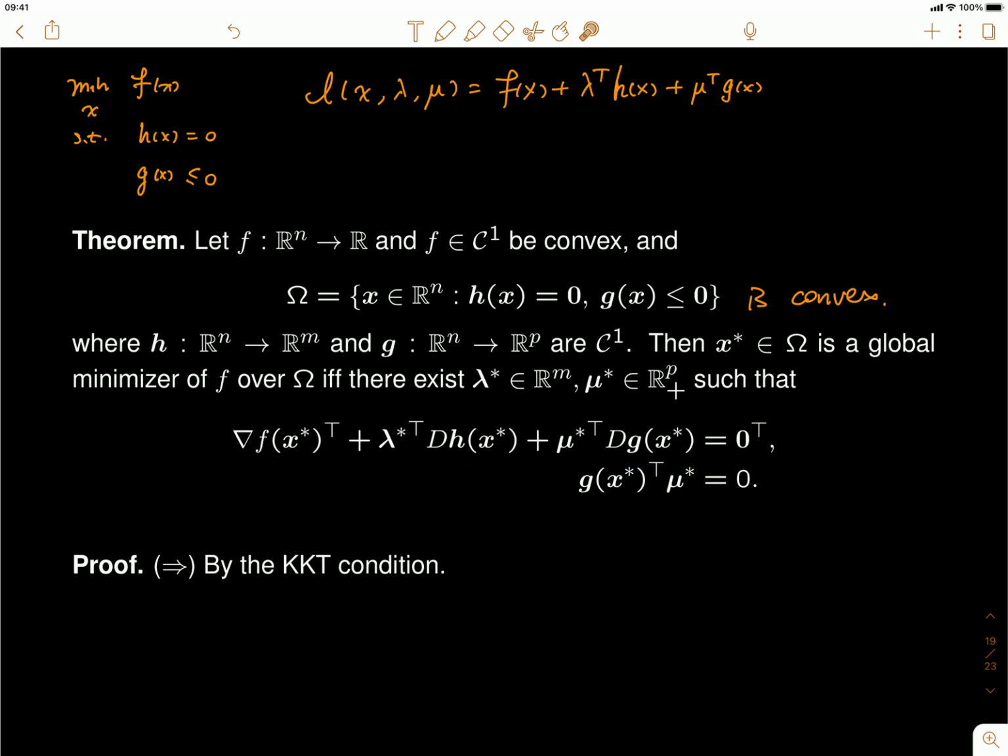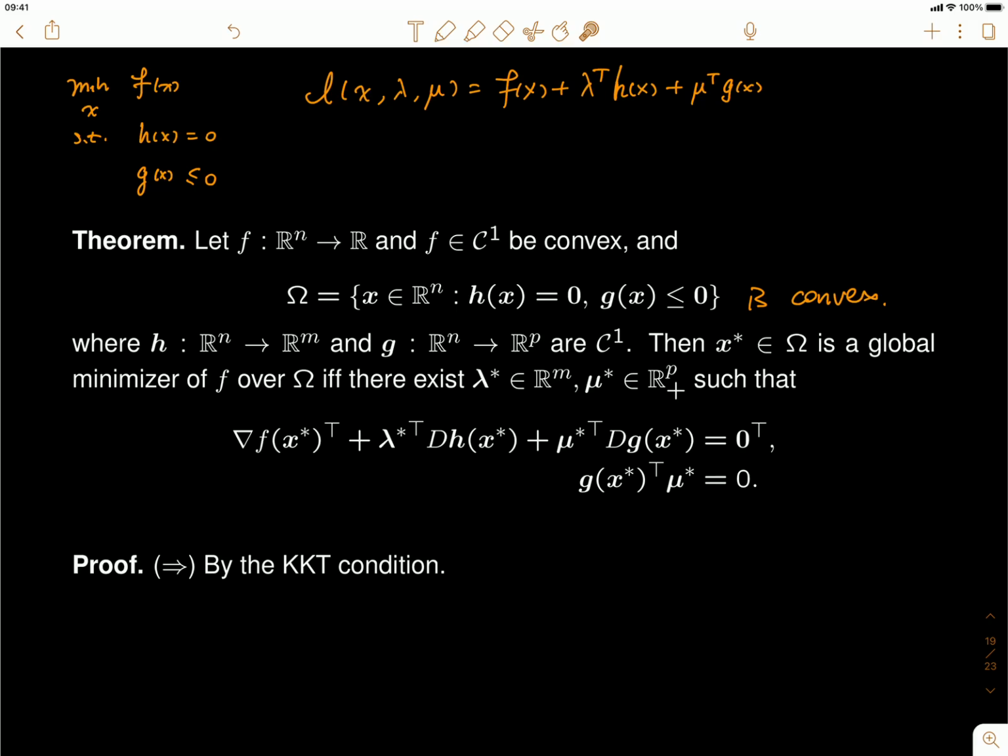Okay, so that's the first condition, and then we also know that the other conditions include the h of x must be equal to 0, g of x must be less than or equal to 0, and this is true because x star must be a feasible point, and also the mu star has to be greater than or equal to 0. That is a requirement for this KKT multiplier, and finally the inner product of the g and mu is equal to 0.